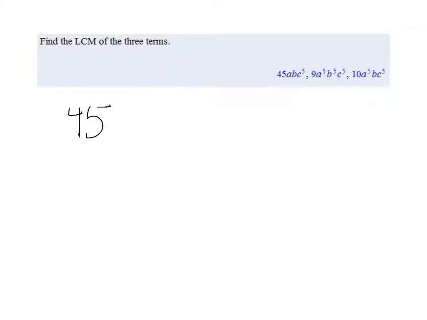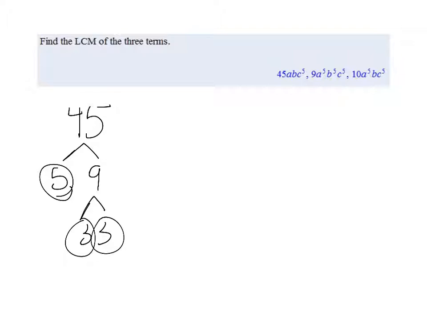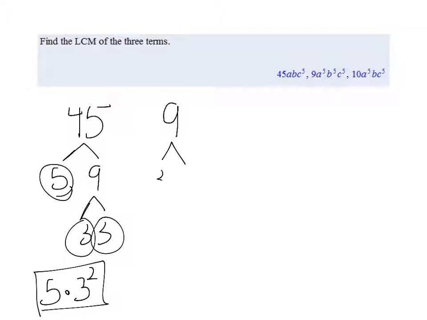45. Do your prime factorization, so 5 times 9. 9 can be broken down to 3 times 3, but 5 is already prime. I've got a 5, a 3, and a 3. I'm going to write that as 5 times 3 squared. Now let's do it again with 9. 9 can be broken down to the prime factors 3 times 3. And then those are all prime. I'm done. So that's a 3 squared.